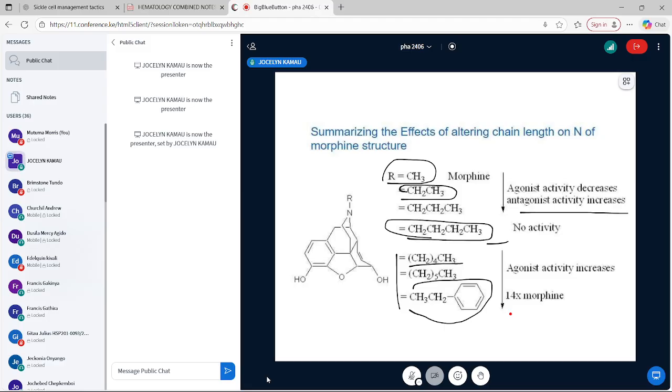So 5 to 10, again, especially when it's aryl alkyl, you introduce agonist activity. And I'm going to discuss that in a while, how that happens.